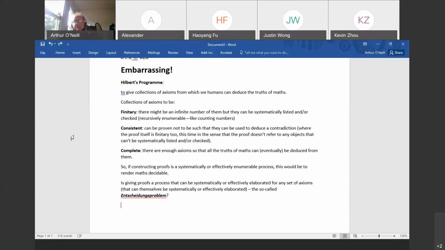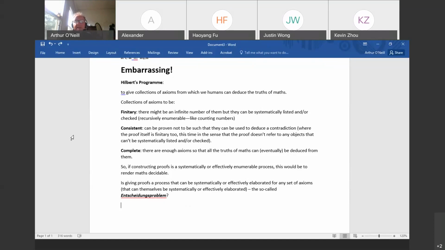And he wanted them to be complete. That is, you wanted a set of axioms that was enough. There are all the axioms you needed so that you could show any particular truth of maths. You could prove all the truths of maths from the axioms.